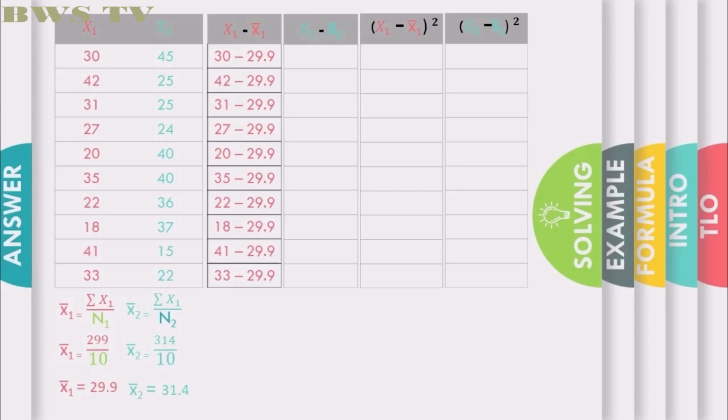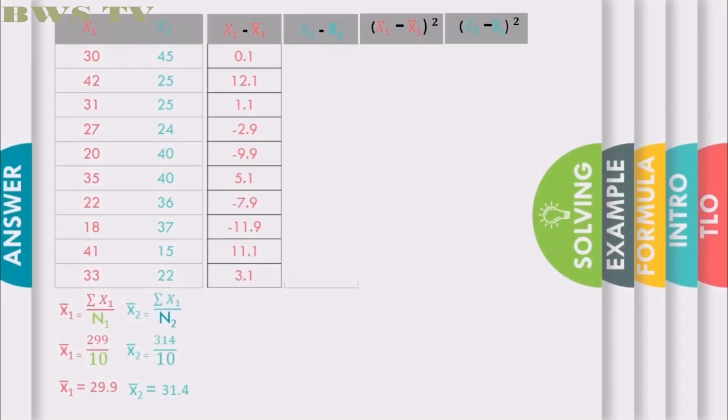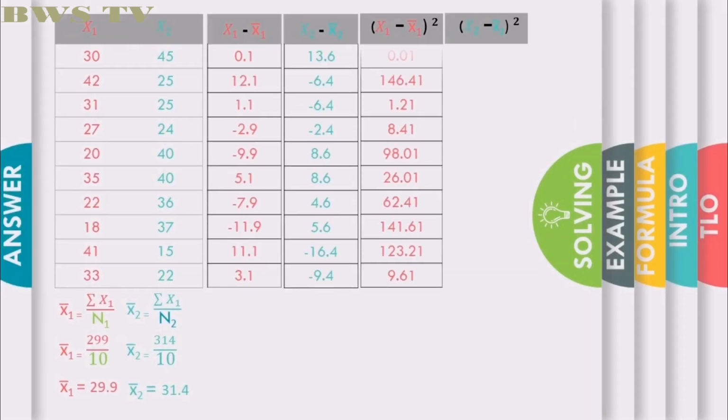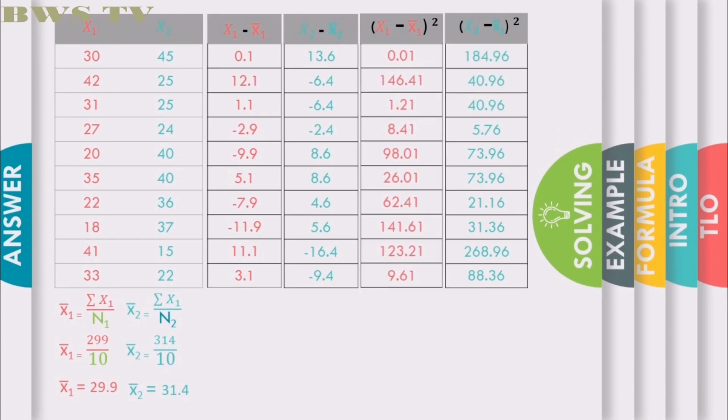Let's assume that we've already finished substituting, so now let's fill up the rest of the table. After that, let's take the summation of the square of the difference of x sub 1 and mean of x sub 1, which is 616.9, and the summation of the square of the difference of x sub 2 and mean of x sub 2, which is 830.4.